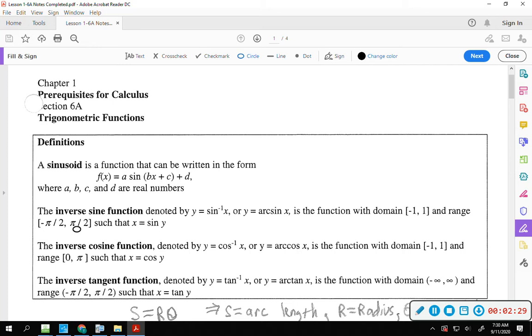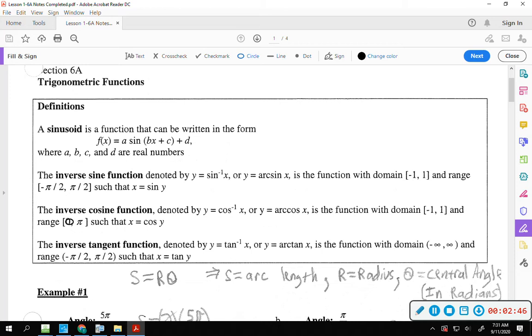In the range, this is the key right here. Underline this. This part right here is the most important part. When we do an arc sine, the answer must be between negative pi over 2 and positive pi over 2. It is either a fourth quadrant answer, represented as a negative angle, or a first quadrant answer, such that obviously x equals the sine of y.